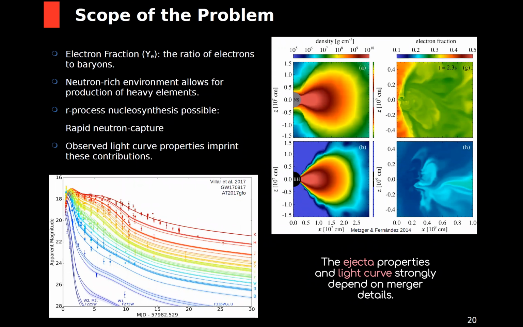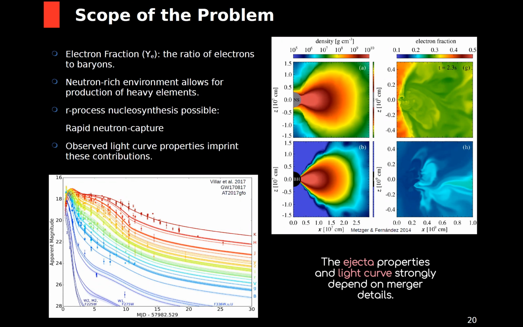So what you start to do is, okay, you say, after the merger I have a neutron star. In one case, I have a black hole. So your density distribution is very different. And when you have R process elements, you want to understand the electron fraction, which is how many electrons you have compared to the baryons. In the case where you have a neutron star as a remnant, your electron fraction is much different compared to the one where you have a black hole. And all of this is imprinted on the light curves.